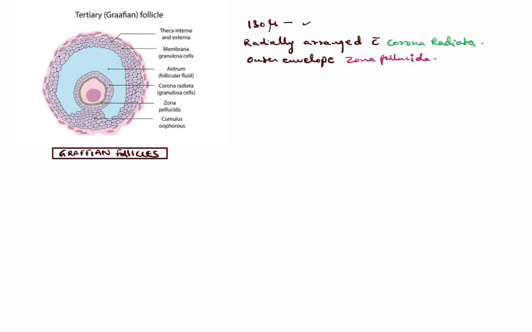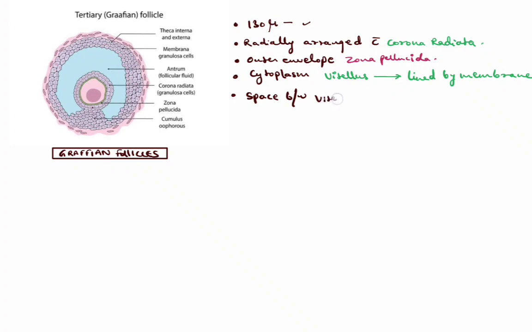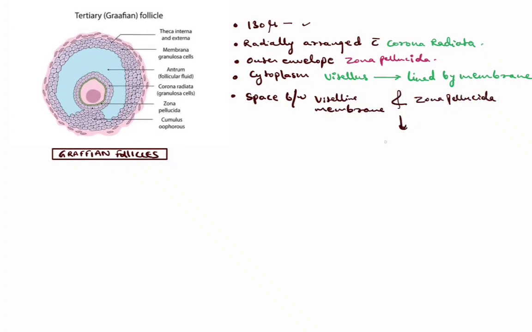Graafian follicle, understanding this, then they have membranes, theca interna and externa, membrana granulosa cells, antrum, corona radiata, zona pellucida, and cumulus oophorus. These are the parts of Graafian follicles that are important to be learned. The outer envelope is the zona pellucida, and radially arranged is the corona radiata. The cytoplasm of this is called vitellus, which is lined by the vitelline membrane. The space between the vitelline membrane and the zona pellucida is known as the perivitelline space.